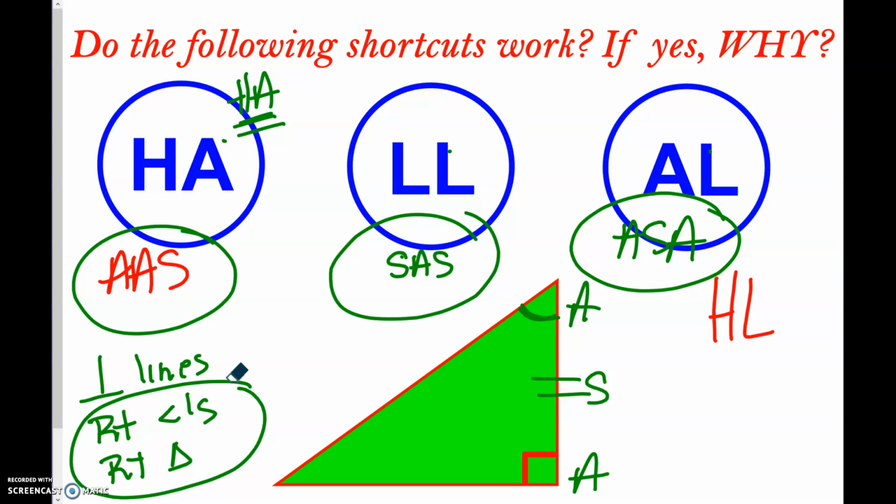Okay, so I am totally fine with you just saying that all right angles are congruent and then using angle, side, angle, or all right angles are congruent and using side, angle, side. So either way works for me.